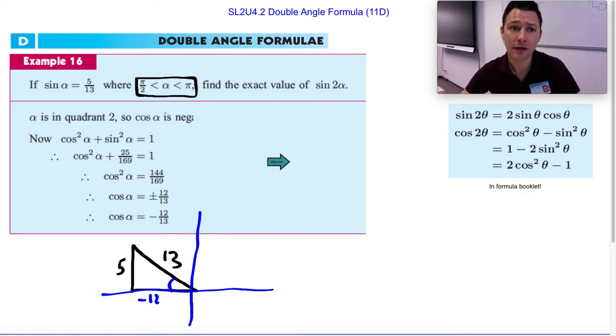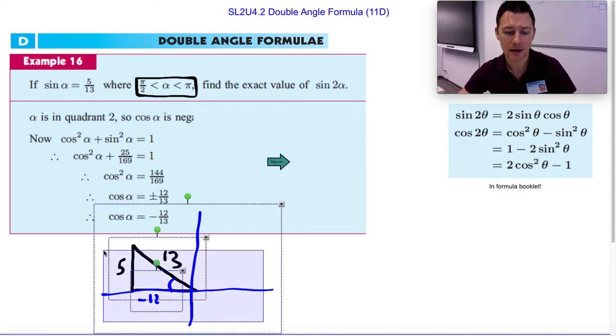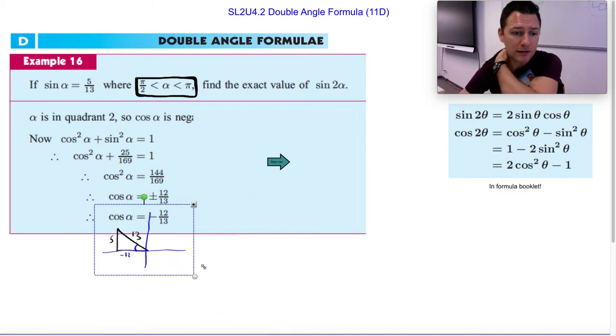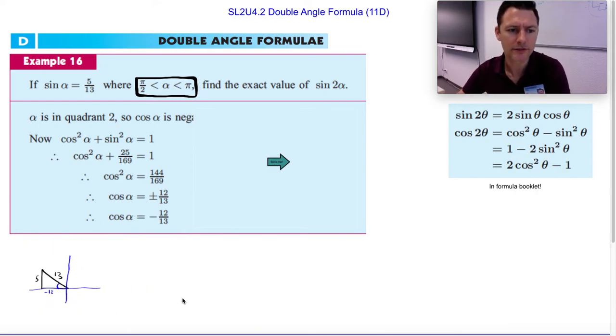Doesn't matter to me how you like to do it, algebraically or graphically. I hope that you can see them both ways, though. So let's go with that. We're good with cosine of alpha is negative 12 over 13.